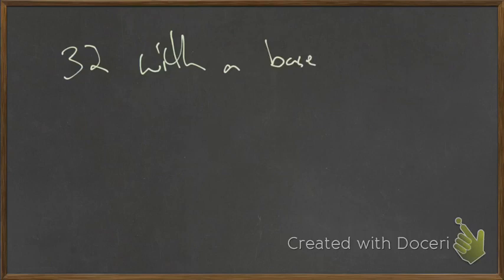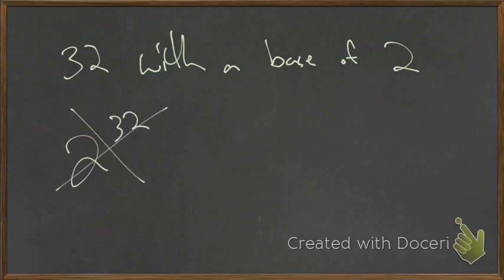Last one I want to show you. You're going to be asked to find something like the number 32 with a base of 2, something like that. Now this looks confusing. The most common wrong answer here is 2 to the 32nd power. That's not what that's saying. It's saying this: I want an answer of 32 with 2 as my base. What would be my exponent?